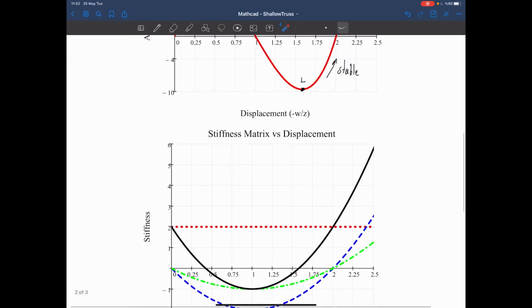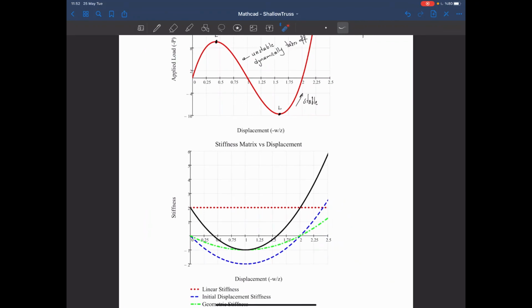Now, when we are at the limit point, so this is where we see the limit point, we see zero stiffness. Okay, at the limit point, the tangent stiffness is equal to 0. So at the other limit point, again, the tangent stiffness is equal to 0. And in between these 2 limit points, we see negative stiffness.